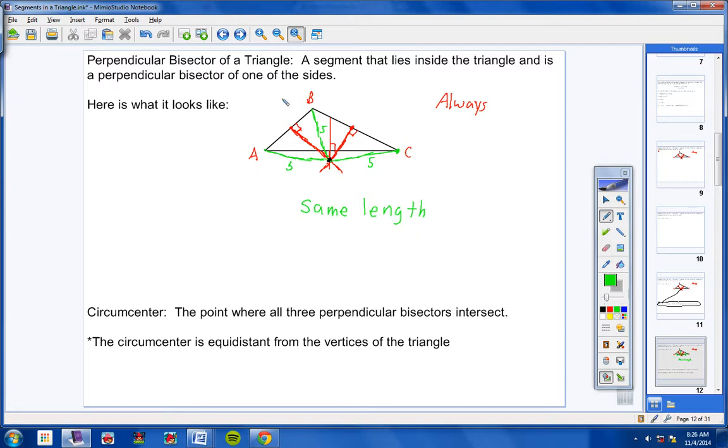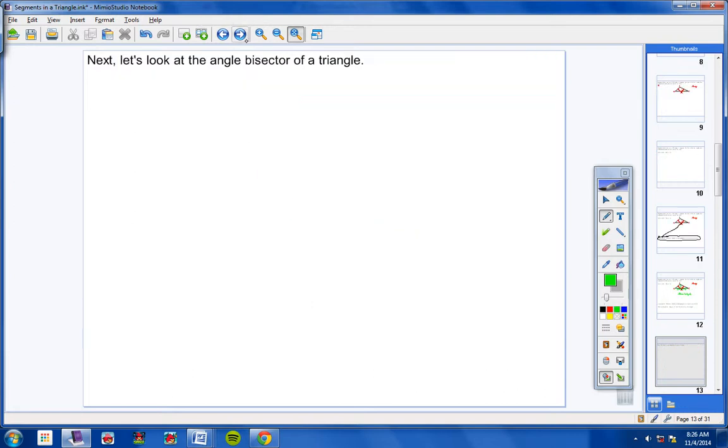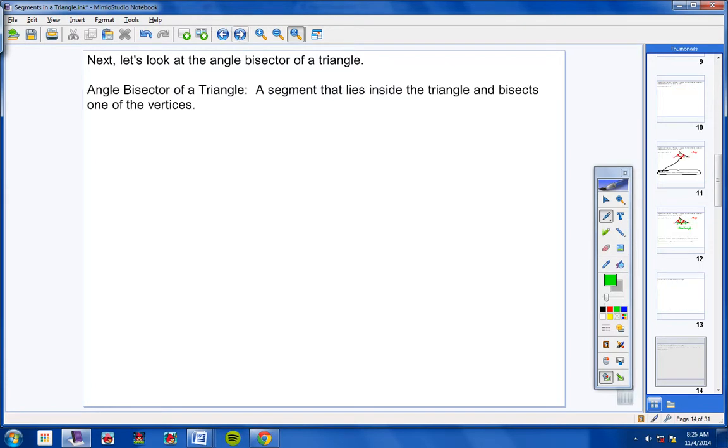Here we go. All right, next we're going to look at the angle bisector of a triangle, okay? The angle bisector of a triangle. Now here's the definition, so please copy this down. The angle bisector of a triangle: a segment that lies inside the triangle and bisects one of the vertices. Okay, I'll give you a second to copy that down.